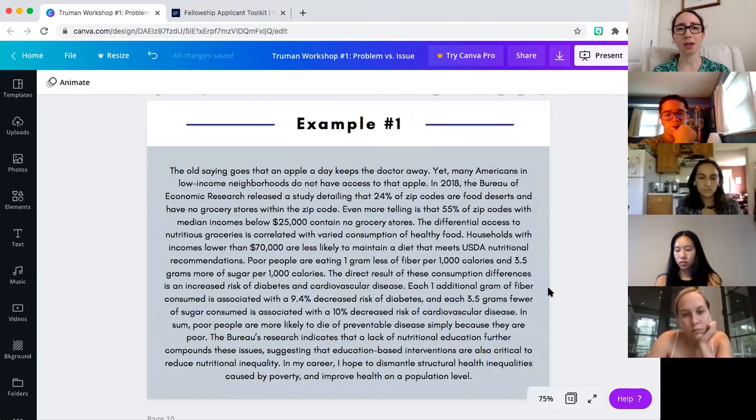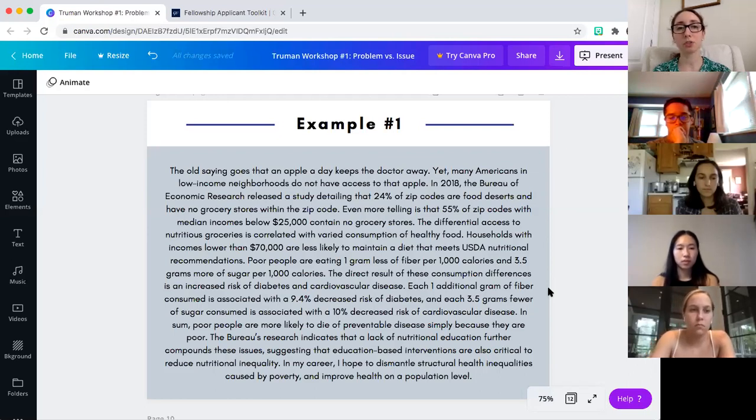The old saying goes that an apple a day keeps the doctor away. Yet many Americans in low-income neighborhoods do not have access to that apple. In 2018, the Bureau of Economic Research released a study detailing that 24% of zip codes are food deserts and have no grocery stores within the zip code. Even more telling is that 55% of zip codes with median incomes below $25,000 contain no grocery stores.